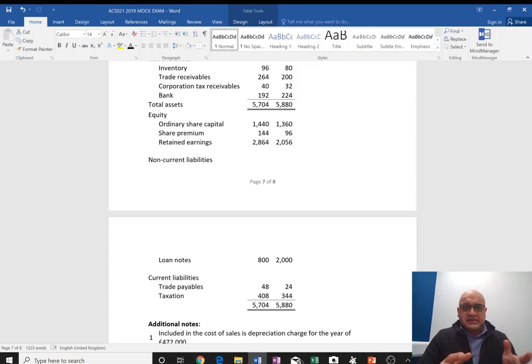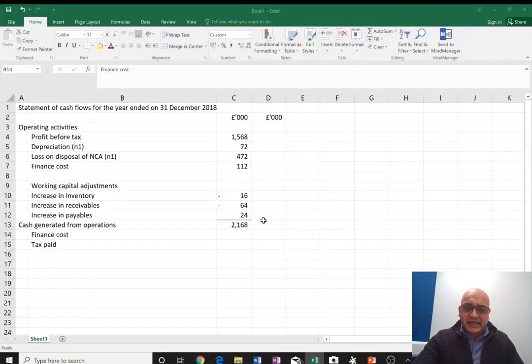So in this particular scenario, we don't have opening or closing balances. So it is safe to say that whatever we have charged in the income statement is what we have really paid. So I'm going to deduct 112 from here.